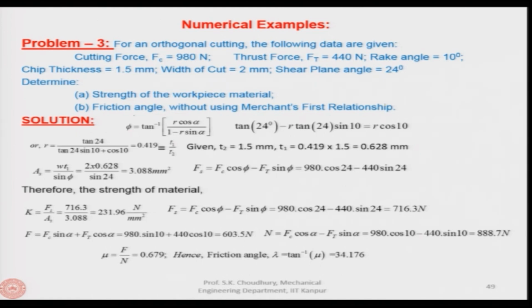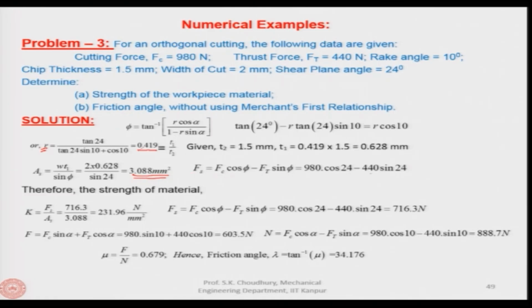Now, the phi we know that we have derived this formula. From here we can find out the value of the r, which is 0.419, which is T1 by T2. This is the chip thickness ratio we are talking about, r. Now, it is given that T2 is 1.5 millimeter, T1 is this therefore, because r we found out. So, chip thickness ratio into T2, sorry, this is the T1. Therefore, the area is this, which we can also find out as 3.088 millimeter square.